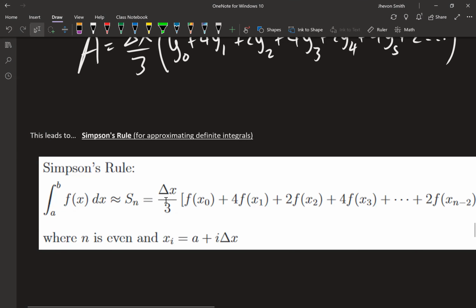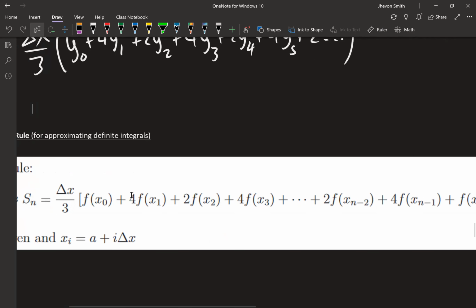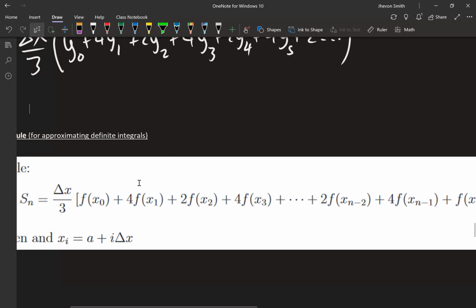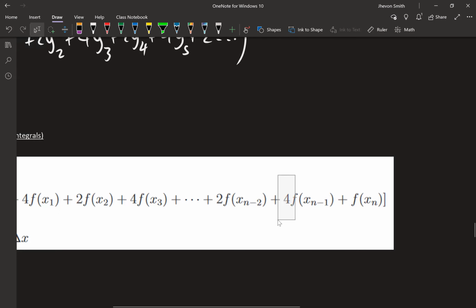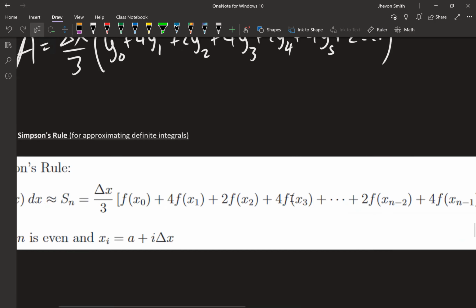Right? So here's the formula. It's delta x over 3 this time. And now you sum all the guys here, like 4 times, you start alternating on the second y value with a 4. Then it goes 4, 2, 4, 2, 4, 2. It stops alternating on the 4 for the second to last term. And then the last guy isn't multiplied by anything, right?